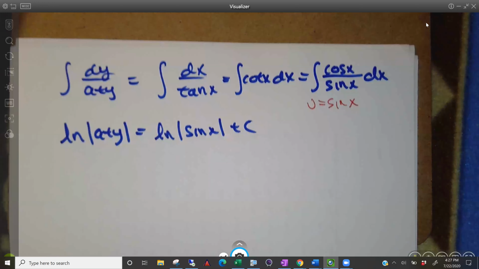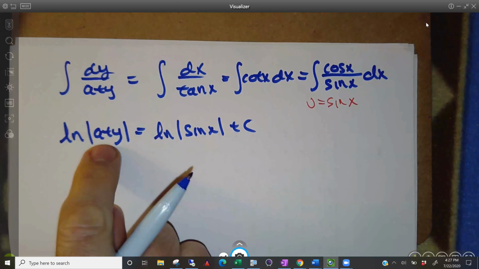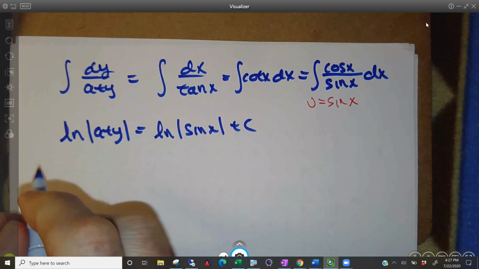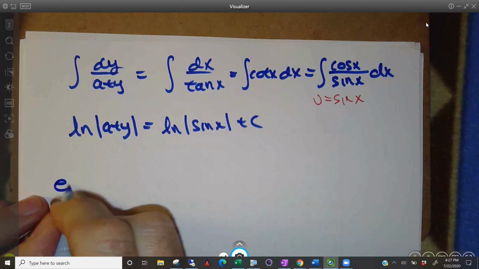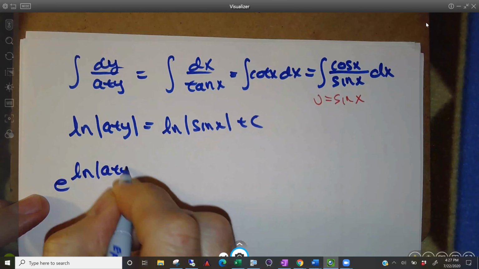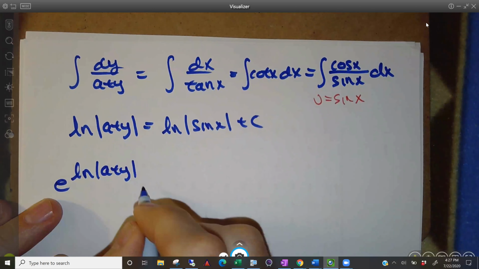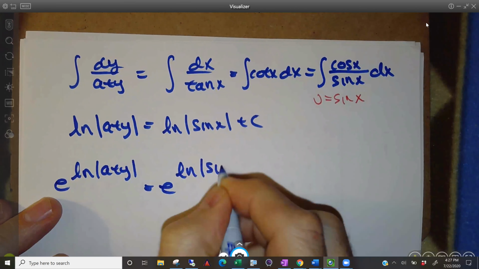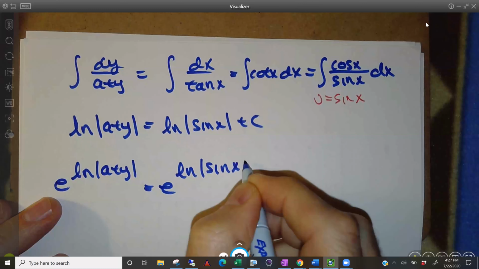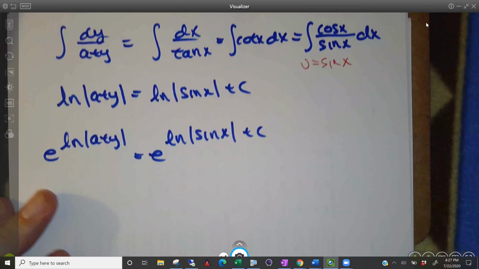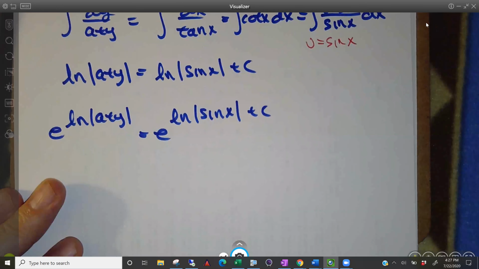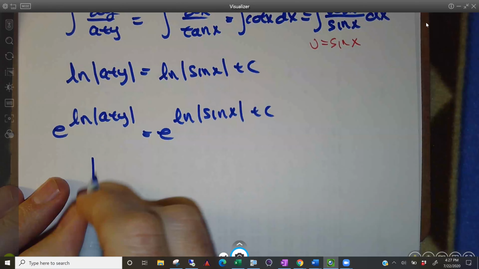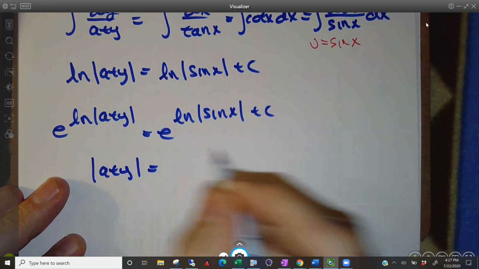We want to get the a plus y term by itself. So what I'll do is I'll exponentiate both sides. And e to the ln of sine of x plus c, these two things cancel each other out. So I get the absolute value of a plus y. Let's see what happens on the right-hand side.